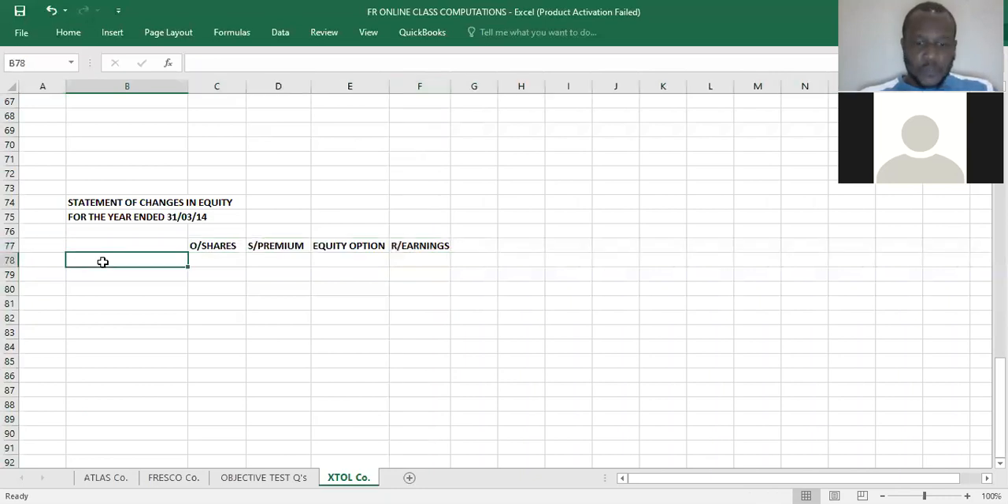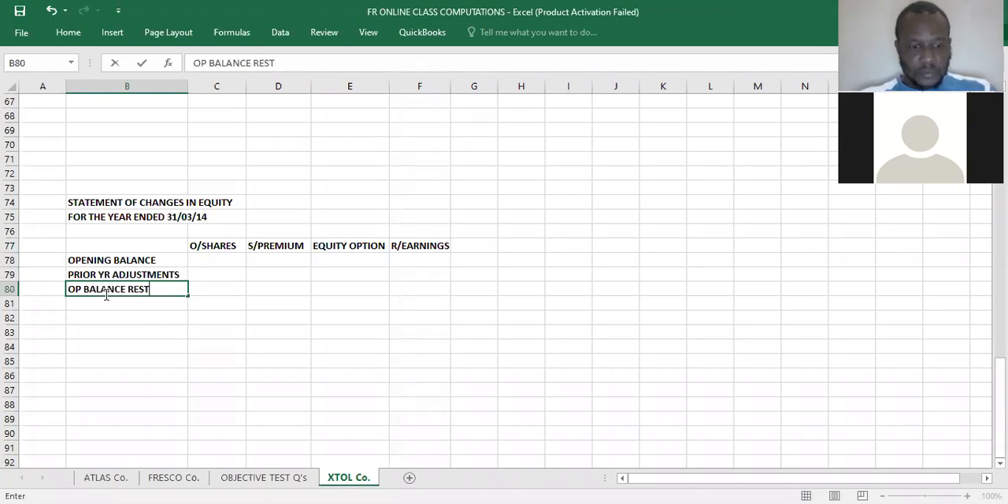So we have opening balance, right? Yeah, opening balance. Then after that, we have our prior year adjustment, right? Yeah. Then opening balance restated. And then we have our movements for the year after that. And then we have our closing balance under that.